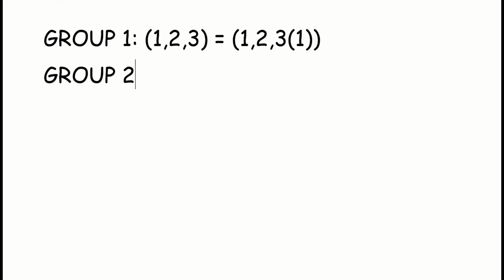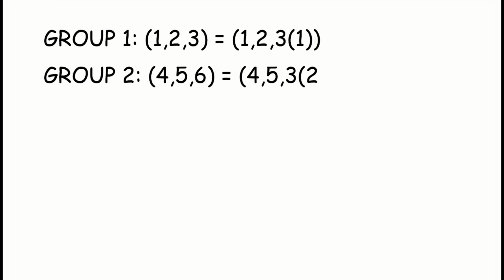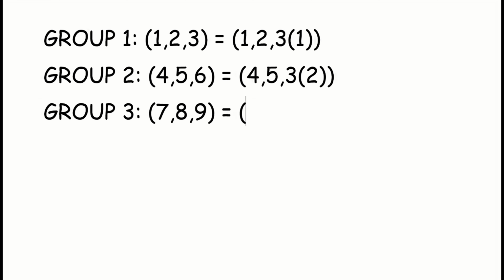Let's write the groups as follows. Group 1, which is 1, 2, 3, we write as 1, 2, and the 3 as 3 times 1. Group 2, which is 4, 5, 6, we'll write as 4, 5, and the 6 as 3 times 2. And group 3, which is 7, 8, 9, we'll write as 7, 8, and the 9 as 3 times 3.